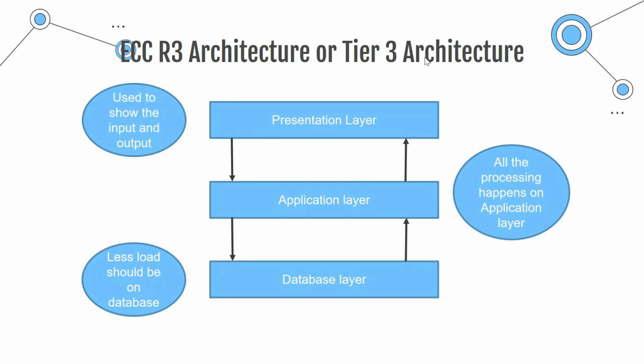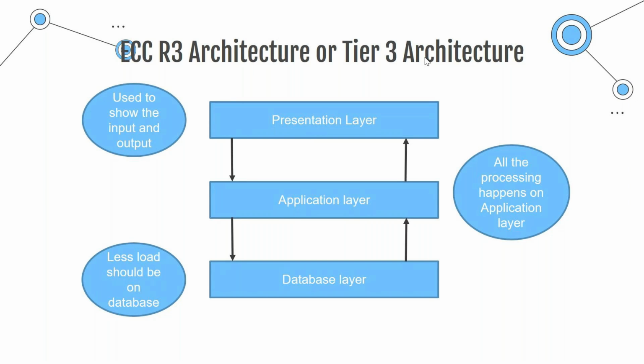Then there is something called the application layer. The purpose of the application layer is that we will write a certain amount of logic that should be processed in the runtime. So all that logical processing would happen on top of your application layer. Finally, the database layer. The database layer is nothing but your database. All the data related to your organization will be stored in the database. That is nothing but your database layer.